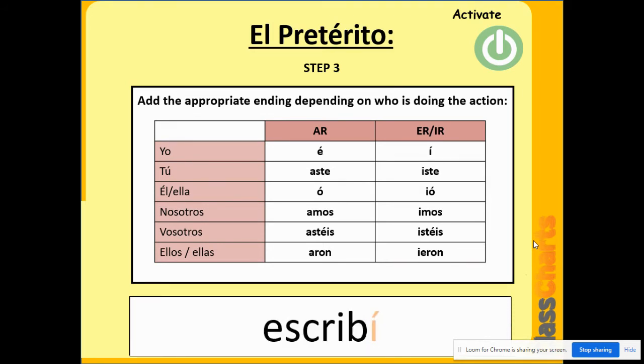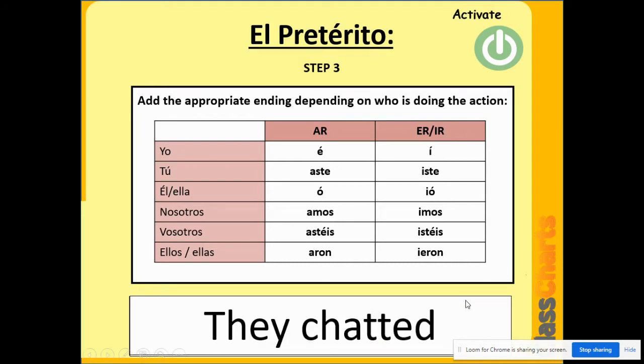Okay, escribí with the í at the end, because escribir, the infinitive, is an IR verb, so therefore we will have to use this column. Okay, they chatted.